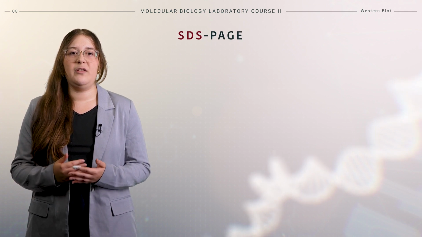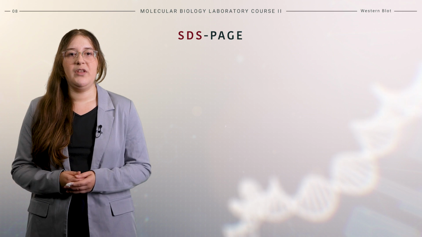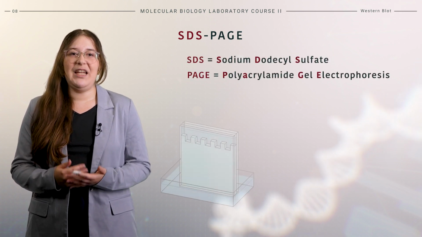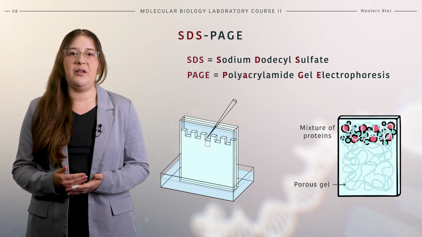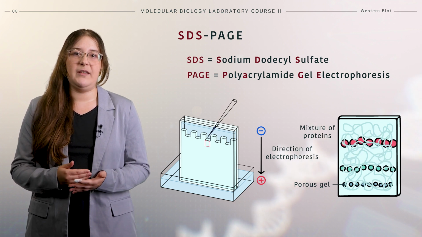For Western blotting, it is first necessary to separate the protein mixture under investigation. SDS-PAGE is suitable for this purpose. During SDS-PAGE, proteins are separated by size in a polyacrylamide gel through electrophoresis. For more detail, refer to the SDS-PAGE video.